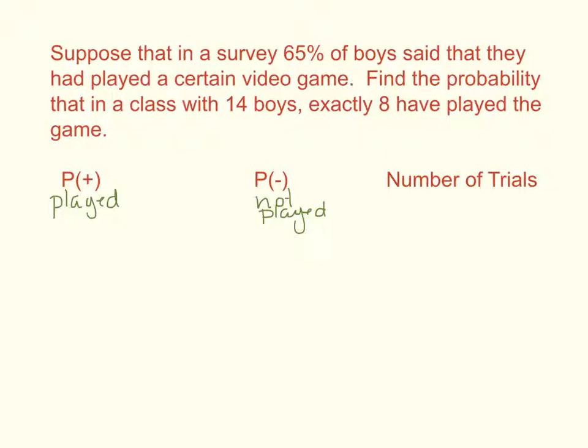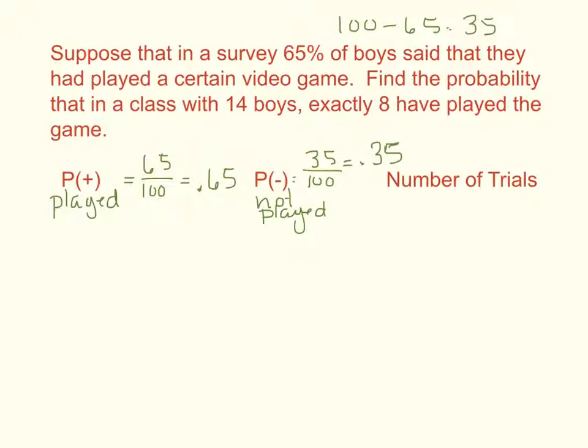Probability is 65%. So percent, remember, means out of 100. So it's either 65 out of 100 or the decimal version, 0.65. For 65%, we want to take 100% minus 65, leaves us 35. So 35 out of 100 have not played the game, which is 0.35 if you wish to have the decimal. And the class had 14 boys, so the number of trials is 14.